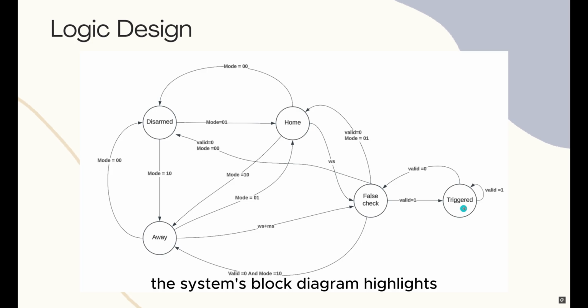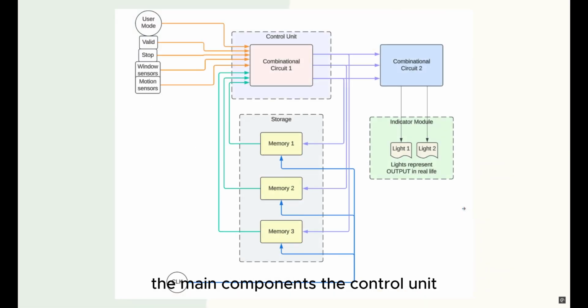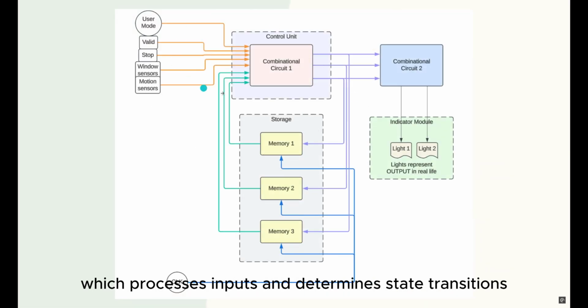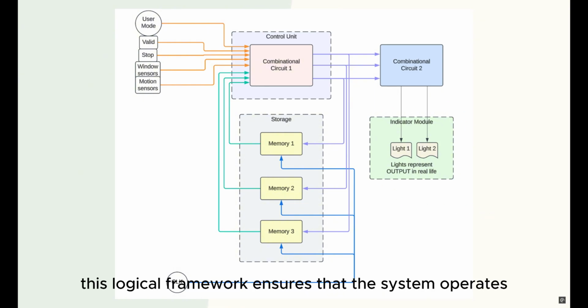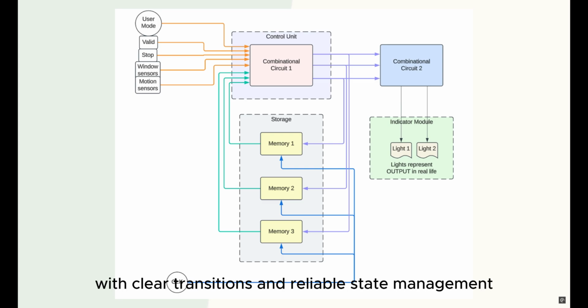The system's block diagram highlights the main components: the control unit, which processes inputs and determines state transitions; the indicator module, which uses LEDs to display the active state. This logical framework ensures that the system operates efficiently with clear transitions and reliable state management.